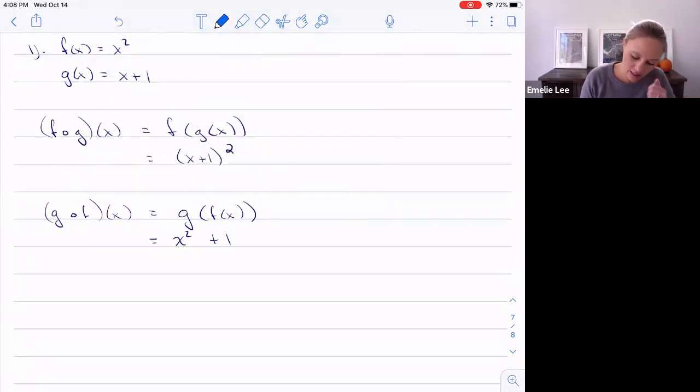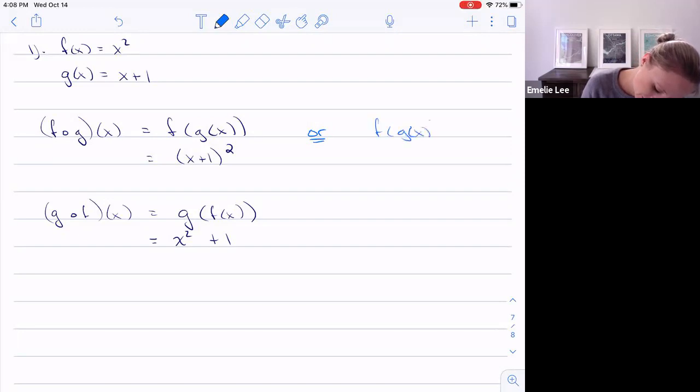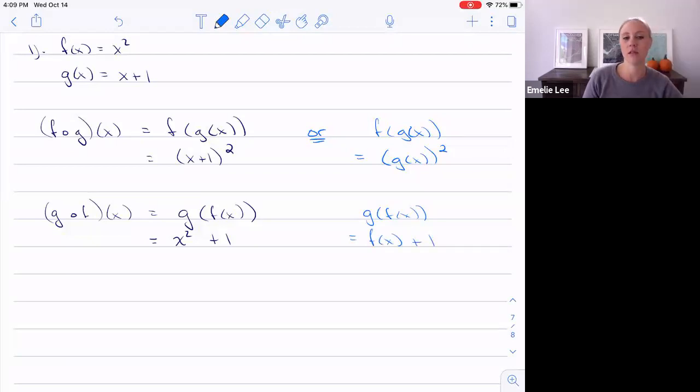Or if it helps, you could say f of g of x is going to be g of x squared, and then plug in your g of x. Or you could say g of f of x becomes f of x plus 1, since g is x plus 1. You could do it that way if you wanted to. Don't even need these brackets there.